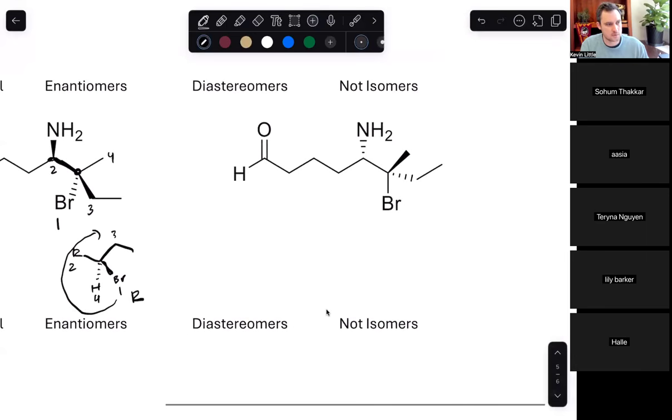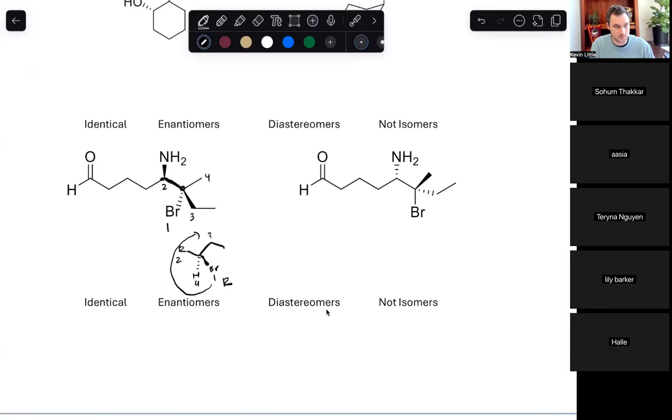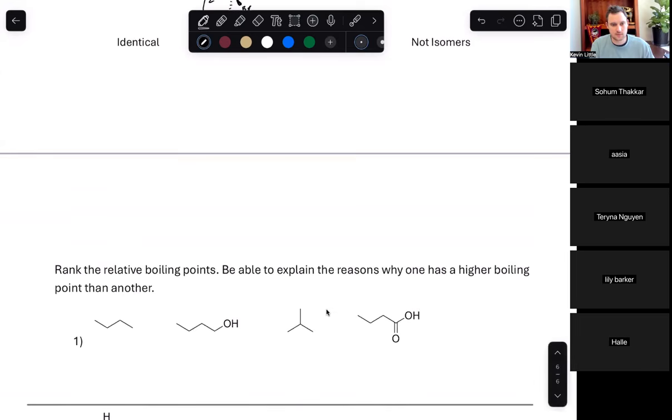Is nitro a functional group you should know? I wouldn't worry about knowing nitro. No. You should know what an amine is, but not necessarily what a nitro group is.